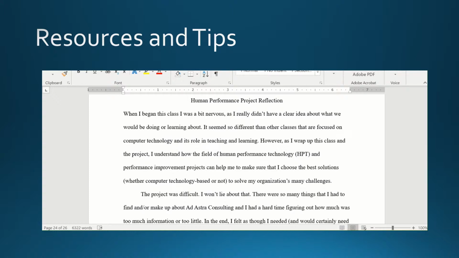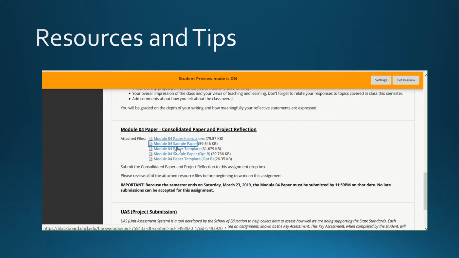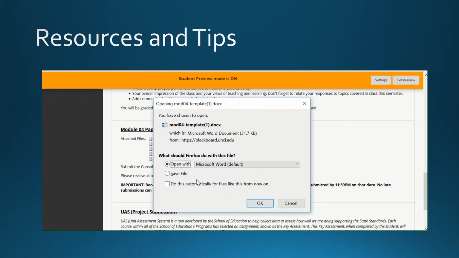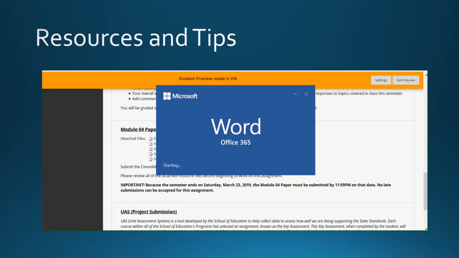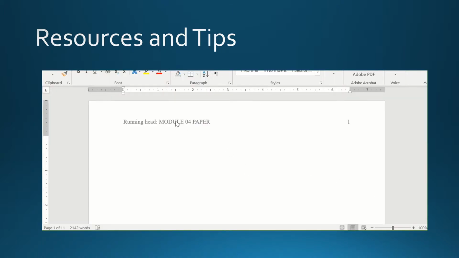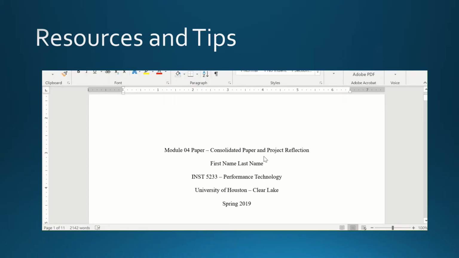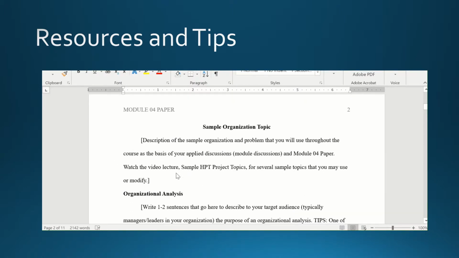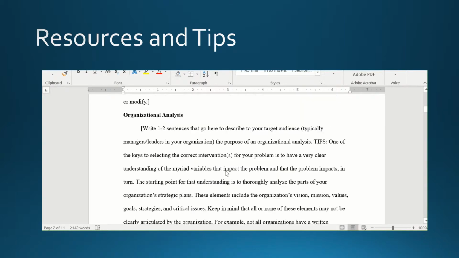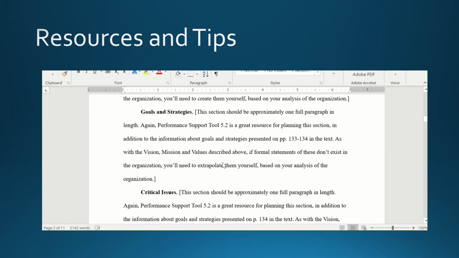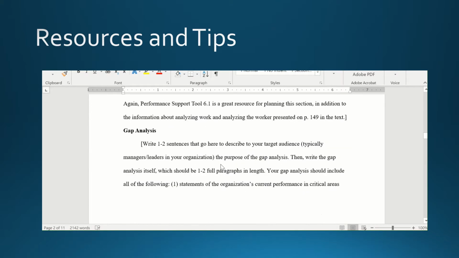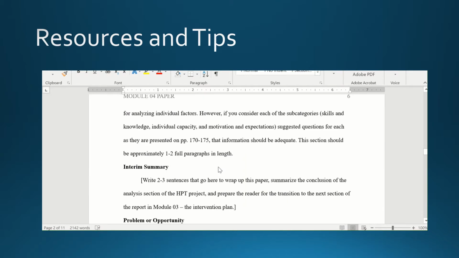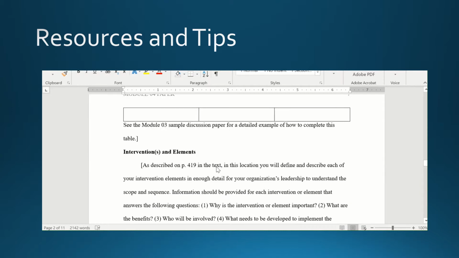So this is the sample paper. Let me go ahead and pull up the template document. And here it is. We've got the running head up here, got the title on here, and then this just tells you you're going to cut and paste your things in here. So you've got your initial description, everything from your organizational analysis, all the way through gap, cause, and then your intervention plan.